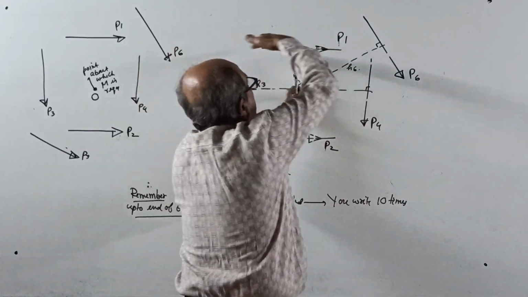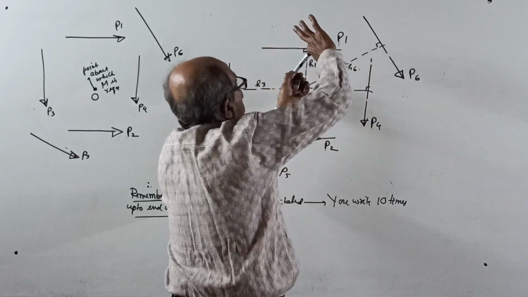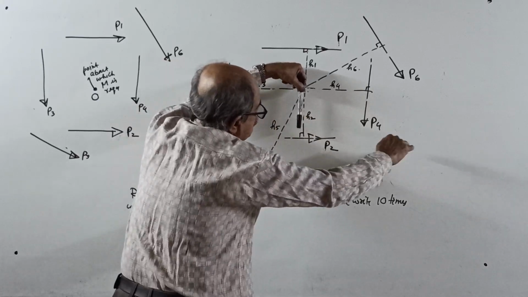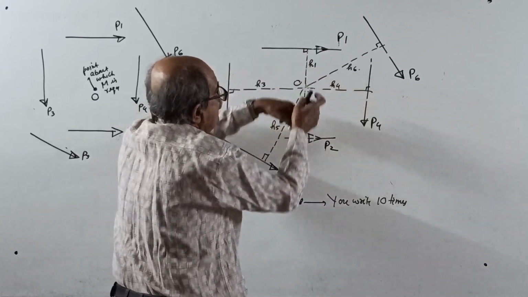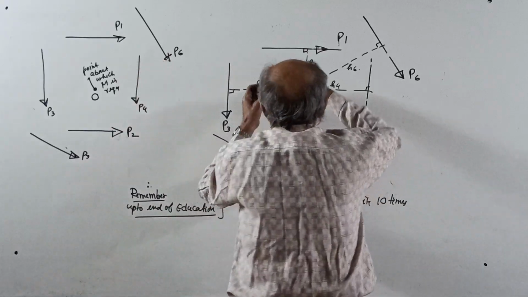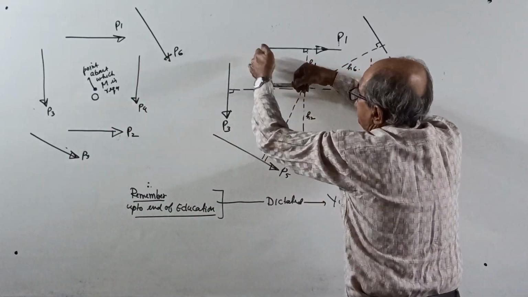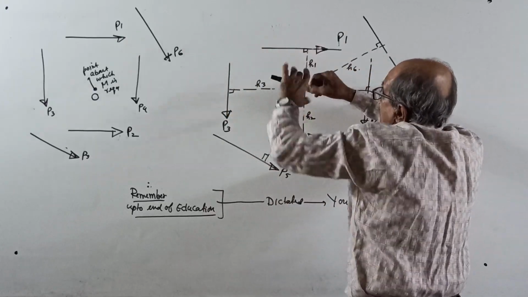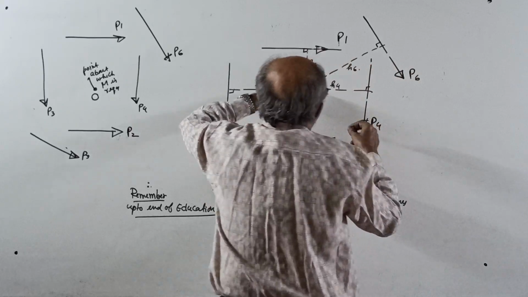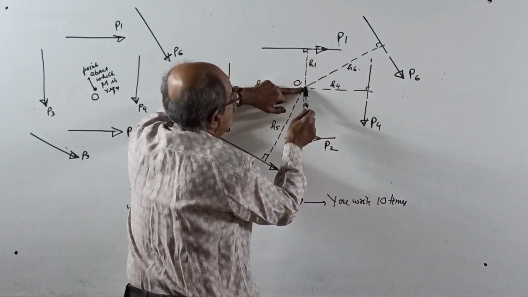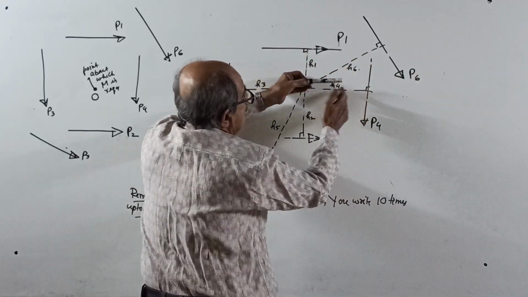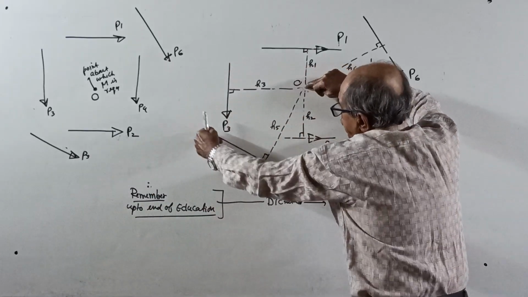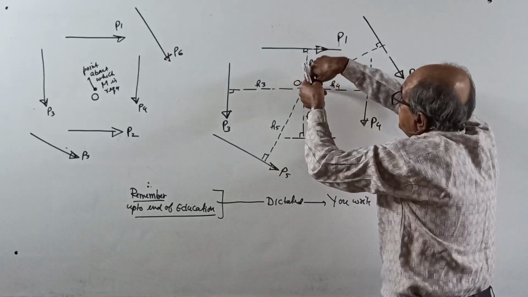Okay, hold the pencil free. P1 into H1, clockwise. Moment of P2 about O is P2 into H2, anti-clockwise. Moment of force P3 about O is, okay, extend it here, P3 into H3, anti-clockwise. Moment of P4 about O: P4 into H4, clockwise. Moment of P5 about O: P5 into H5. See, the finger is here.